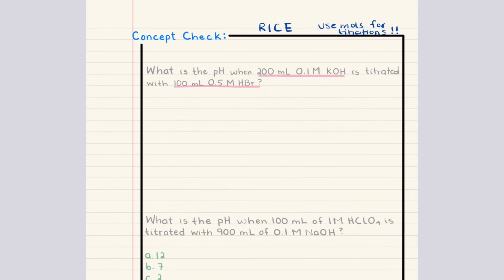For strong acid, strong base, we always reduce the chemistry to the same net ionic reaction. Hydrogen ions plus hydroxide ions gives us water, and all of the spectator ions are ignored. So for this first problem, we're going to begin by drawing up our Rice table. So in the reaction line, we write our net ionic equation. H plus OH minus gives us water, H2O.